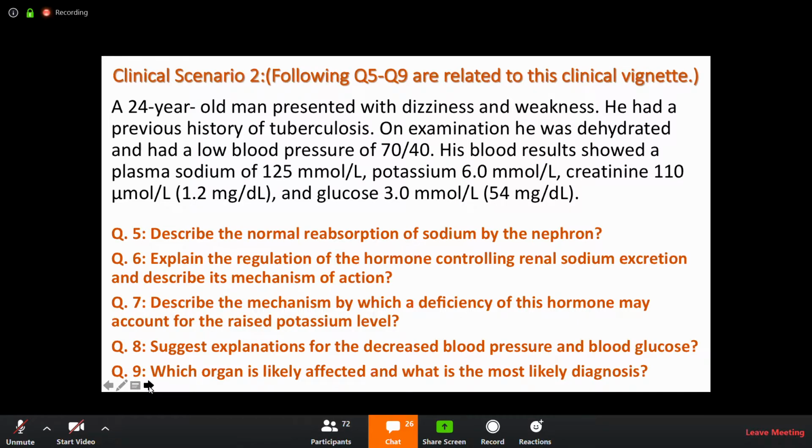Question number 6: explain the regulation of the hormone controlling renal sodium excretion and describe its mechanism of action. Who's this? Dr. Jabara, I presume this is for you.